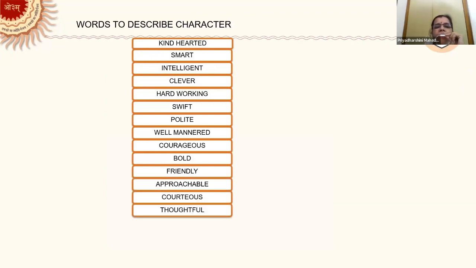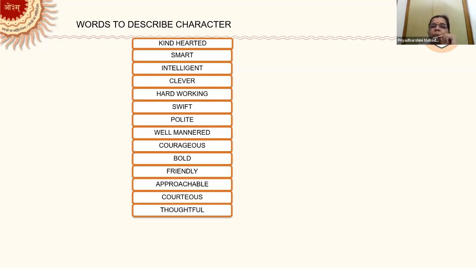Now words to describe characters. Because we teach them to write character sketch for classes 4 and 5. Even for class 3 also, you can train them to write the character sketch from the lesson. How the boy is a kind-hearted boy. When it comes to the first lesson in class 3, Noise saves the whale. He's very kind-hearted, very clever, intelligent, smart. So all these words we can teach them also to describe the character.